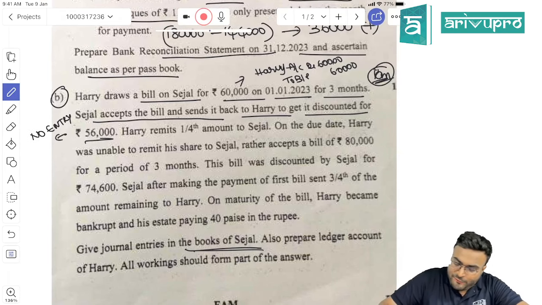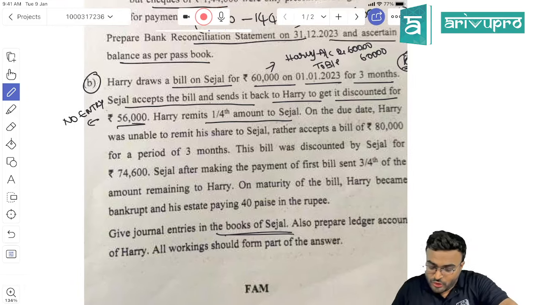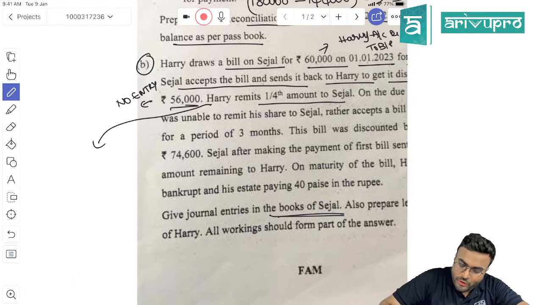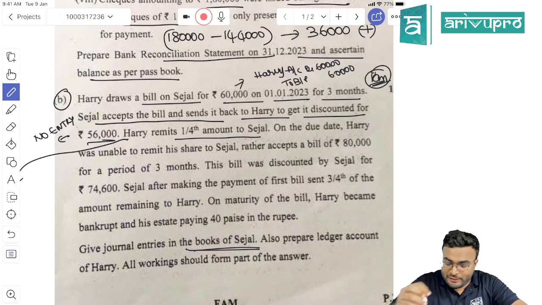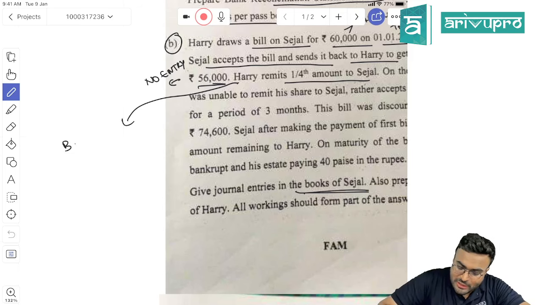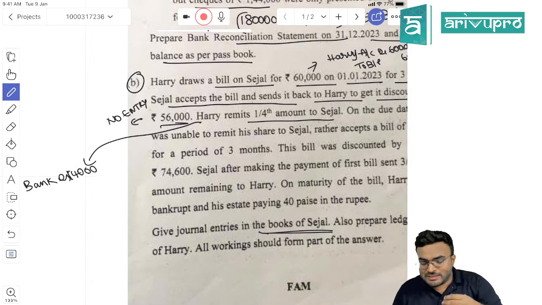So for this, you are not going to pass any entry because you are Sagel. Harry remits 1/4 of the amount to Sagel. Harry has sent 1/4 of the amount. So what will be the entry now? You got 1/4. How much is the amount? 56,000 into 1/4, so you are getting 14,000. So you will receive 14,000. Bank account debited 14,000.